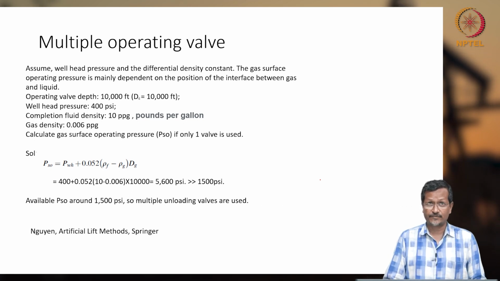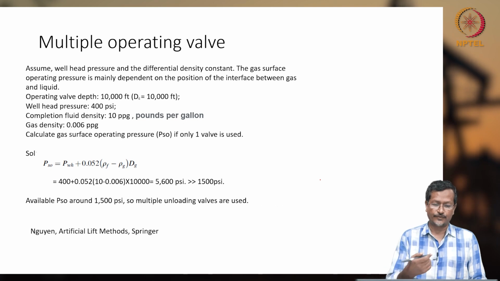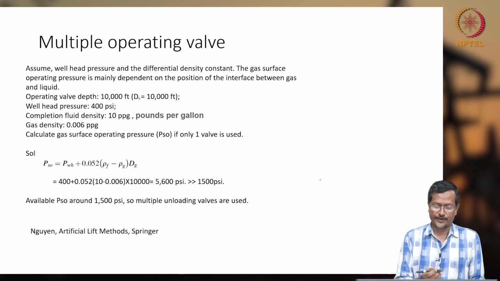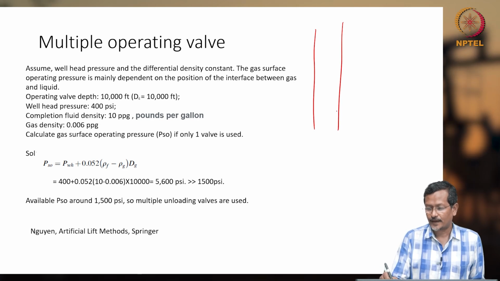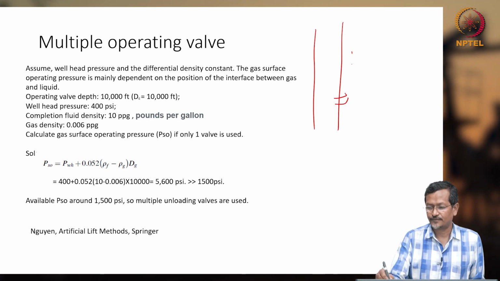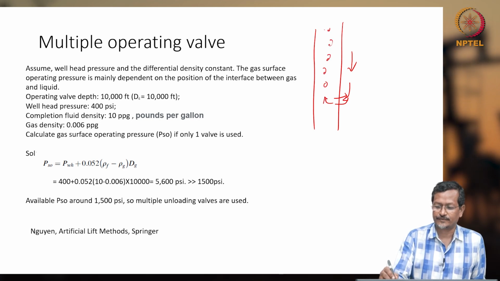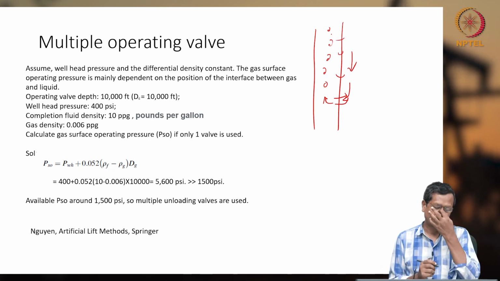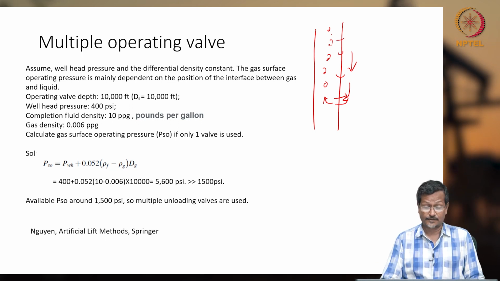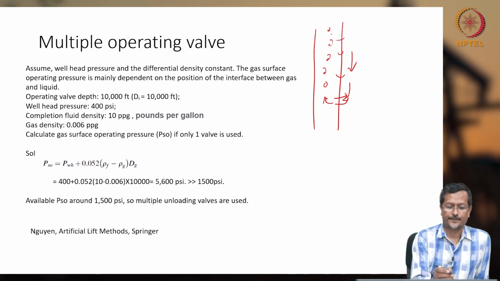Why is a multiple operating valve required? If you see this problem, you will understand why a multiple operating valve is required. Because I have a wellbore, and I can put only one valve to increase productivity, or I can use multiple valves. So why should we use multiple? I can use only one. What is the issue? Let's see this problem.